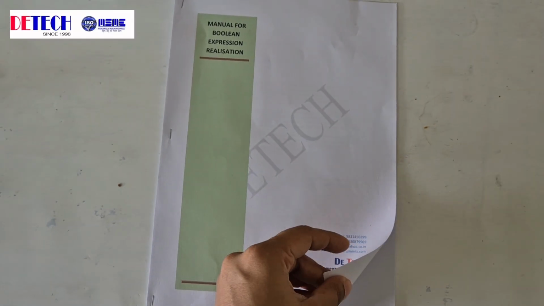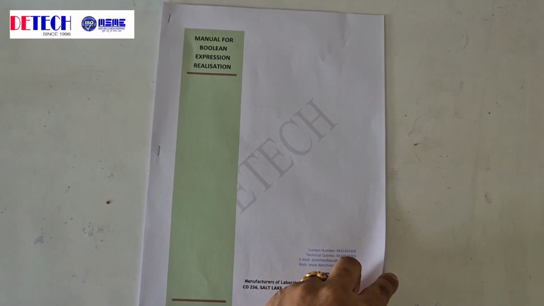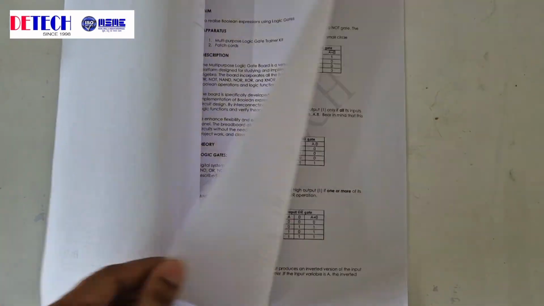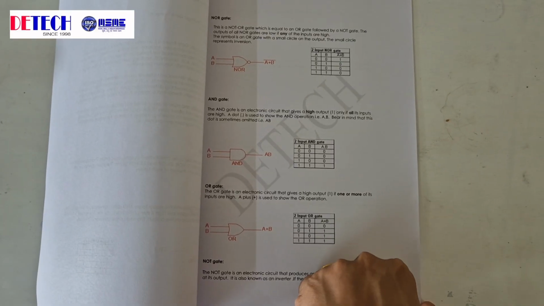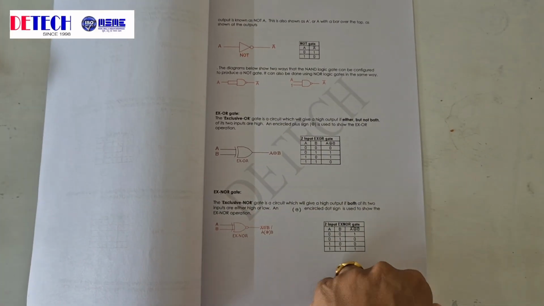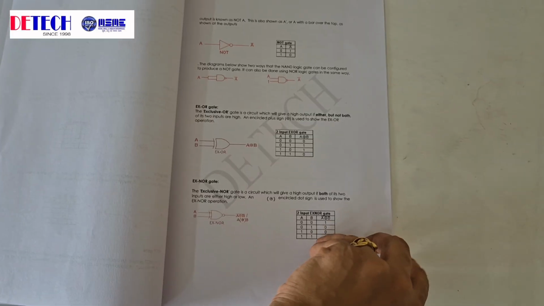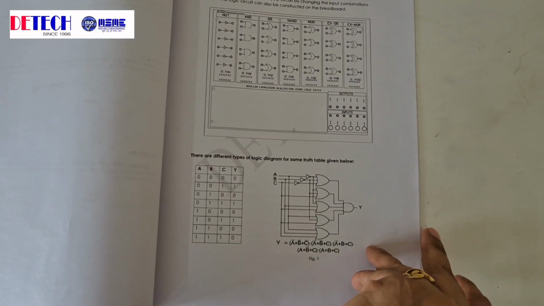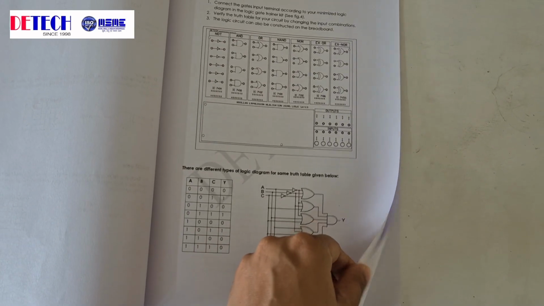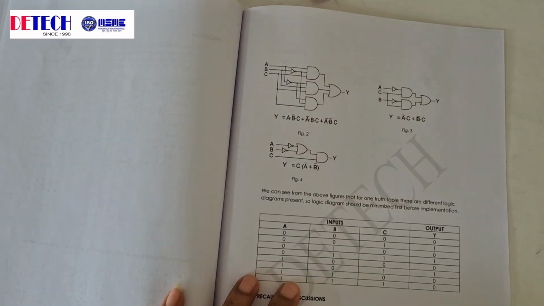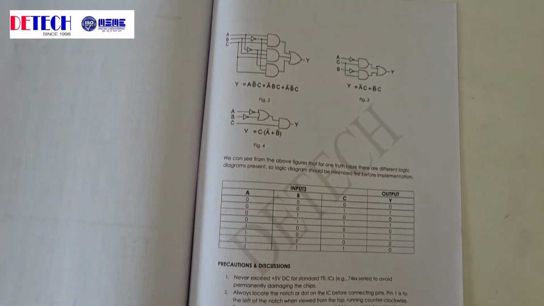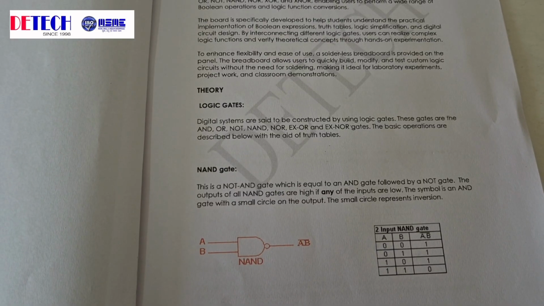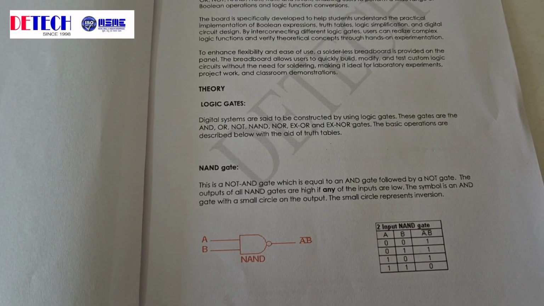A detailed manual is given with each of the logic diagrams along with their truth tables. And at the end we have also provided one logic expression with the logic diagram and the minimized logic diagram, which can be implemented on the board. Let's start with the experiment. For that we will just verify the truth tables for the gates.